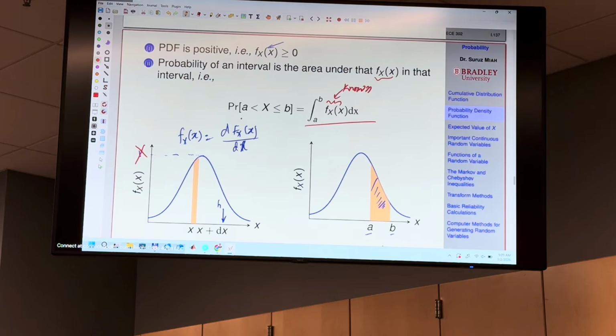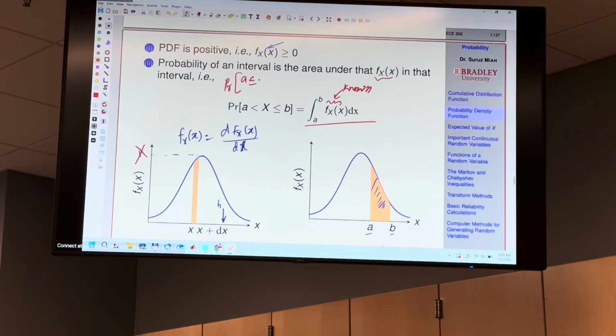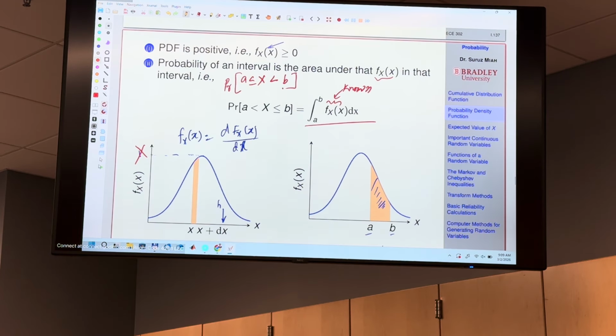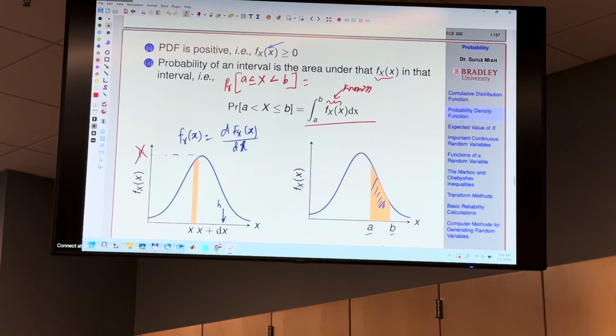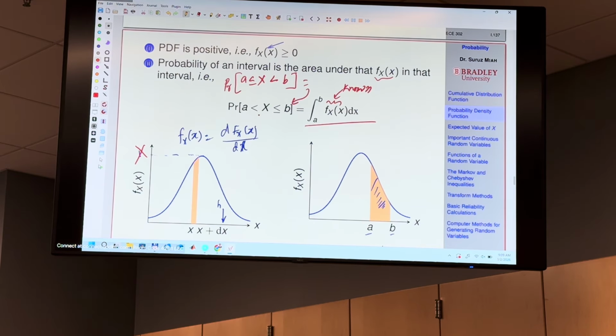If I ask you, what is the probability of continuous random variable x that takes value a less than or equals x less than b? So what would be its probability? It is exactly the same as this one. Here I put less than or equals, here I put strictly less than. So it does not matter.